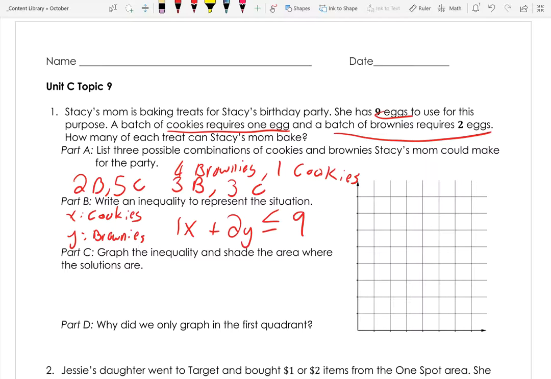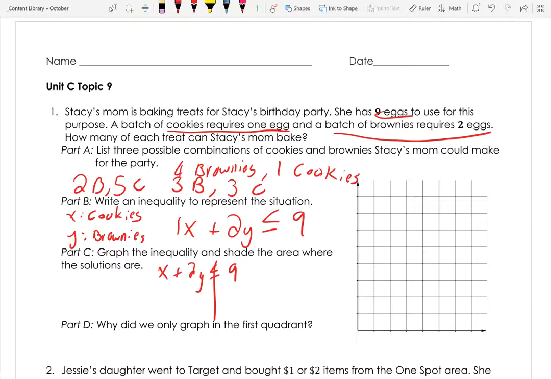All right, so graph the inequality and shade the area where the solutions are. So the first thing that we need to do, what I would recommend doing, is rewrite this inequality in slope-intercept form. So that means just rearranging it, trying to get the y by itself. So notice right now the y value is here on the left side. I've got to find a way to cancel out this 2 and this x as well. If I can get rid of those things, then the y will be by itself.